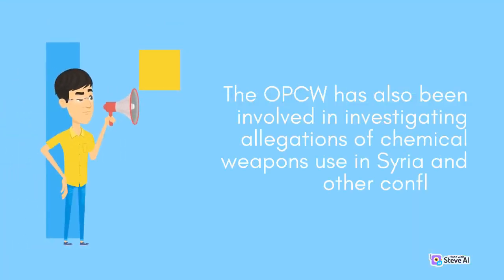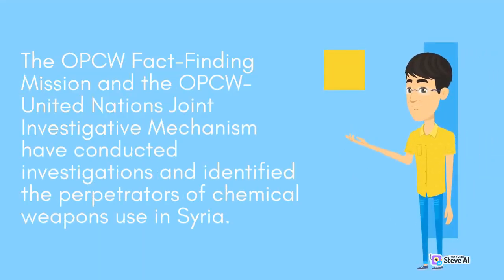The OPCW has also been involved in investigating allegations of chemical weapons use in Syria and other conflicts. The OPCW Fact-Finding Mission and the OPCW United Nations Joint Investigative Mechanism have conducted investigations and identified the perpetrators of chemical weapons use in Syria.